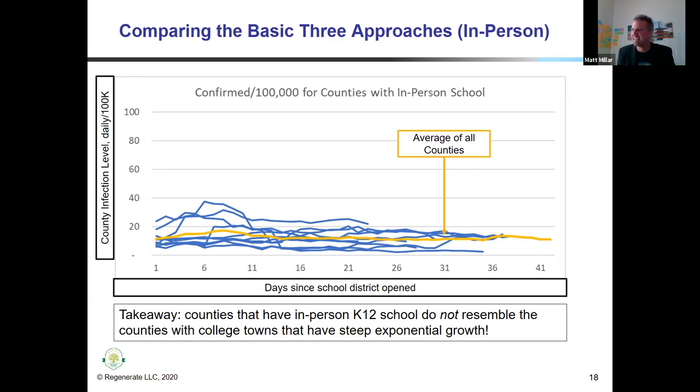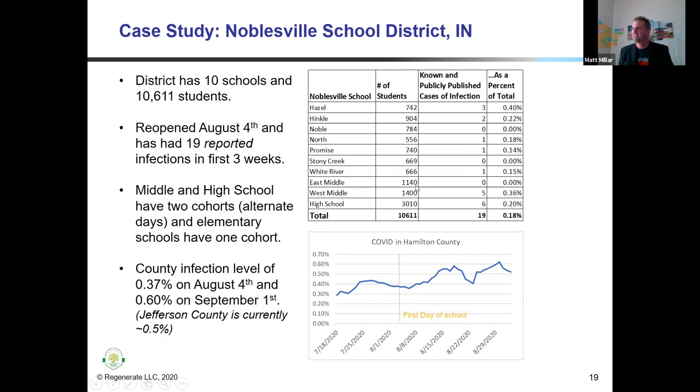All right, real quickly, next slide. Let's look at two case studies. First one is Noblesville School District in Indiana. 10 schools, 10,000 students. And the point here is, again, their county experienced some growth, but it's not consistent with what we saw in the Big Ten.